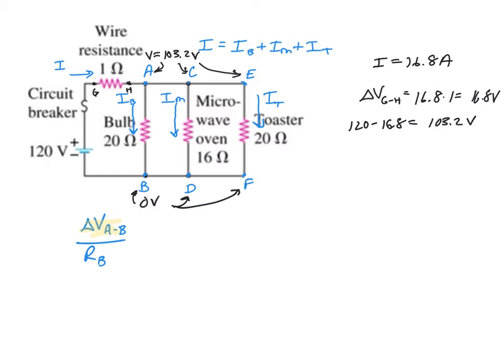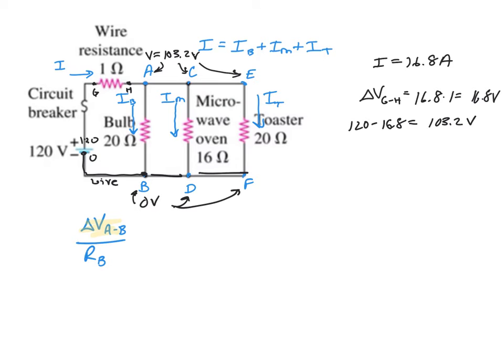How do I know that? Because I know this is at 0 and this is at 120, right across the battery, and there's nothing between the battery's negative terminal and point B but bare wire. And that is a perfect wire with no resistance, so I don't have any energy loss across that. So these are all at the same potential, the same reason why A, C, and E are all at 103.2.